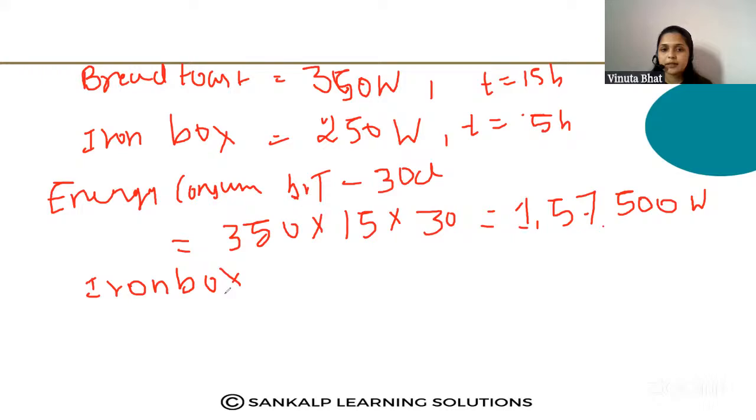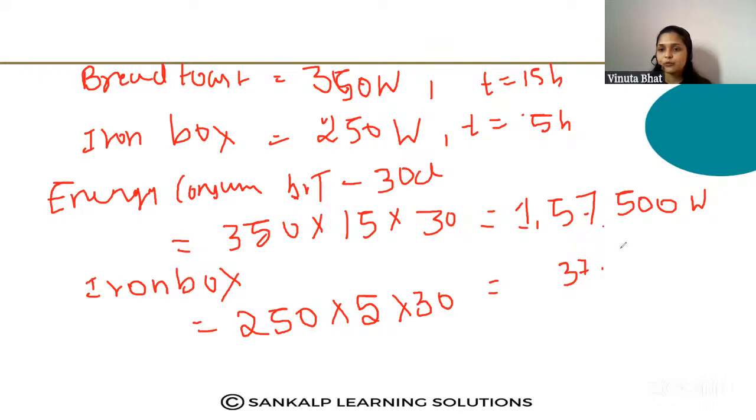Then the energy consumed by the iron box for 30 days. What is the power? That is 250 watt power. Then how many hours per day? 5 hours per day. And total how many days? 30 days. Then calculate 250 into 5 into 30. That is equal to 37,500.